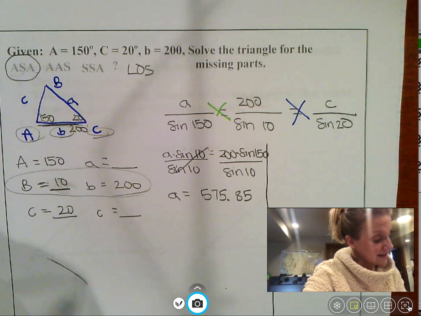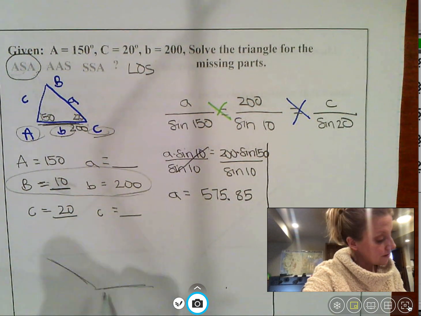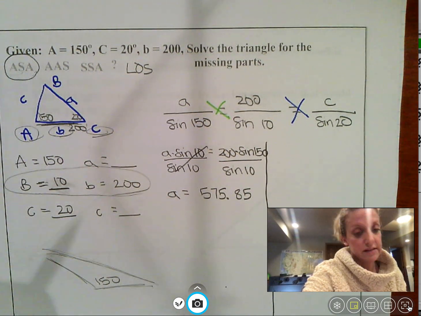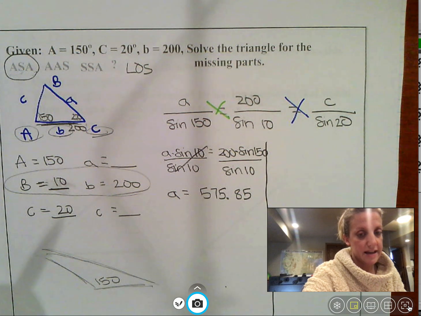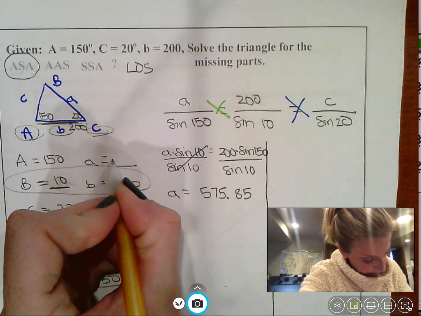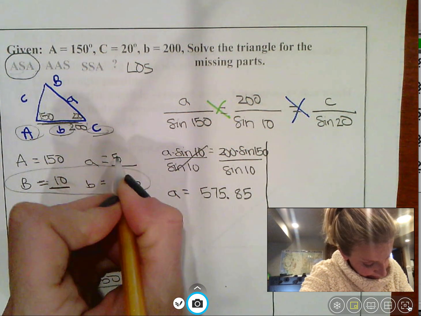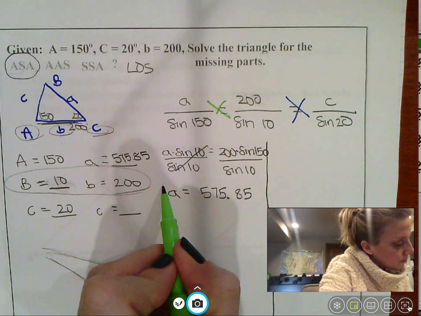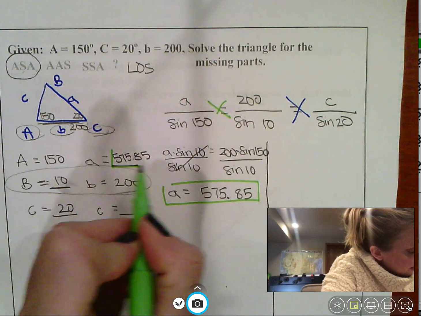And that makes sense to me. If angle A is such a big angle of 150 degrees, the side length across it is going to be really long. So if you think of a more visually accurate picture, the idea of a side length of 575.85 doesn't seem unreasonable. So that got put in right there.